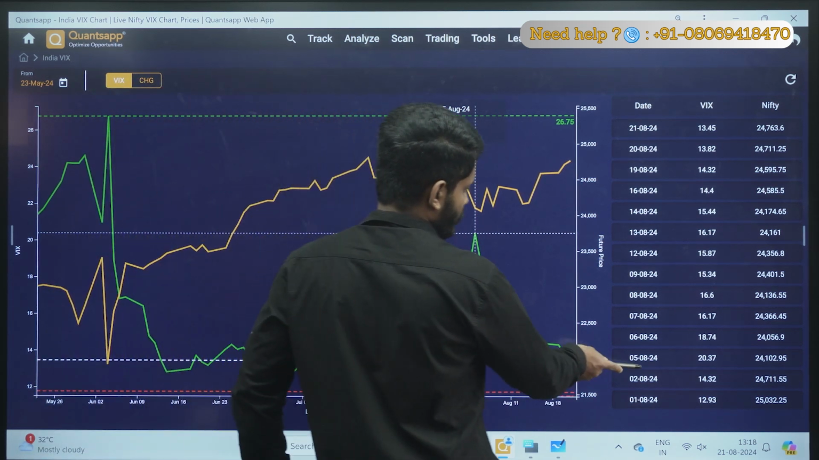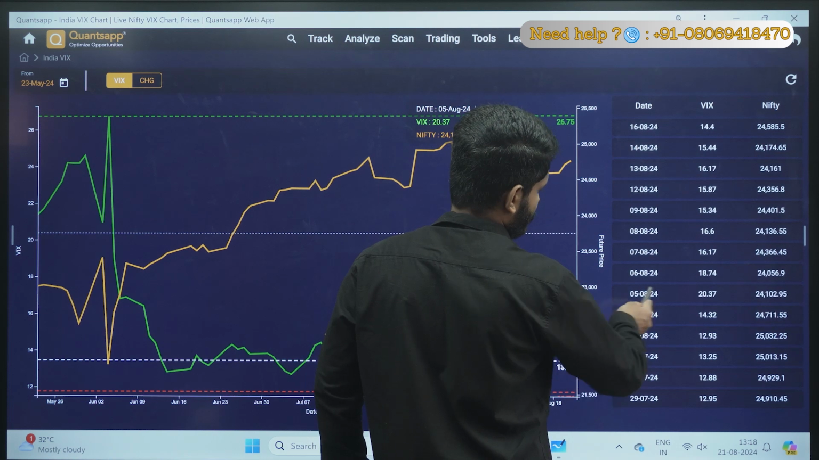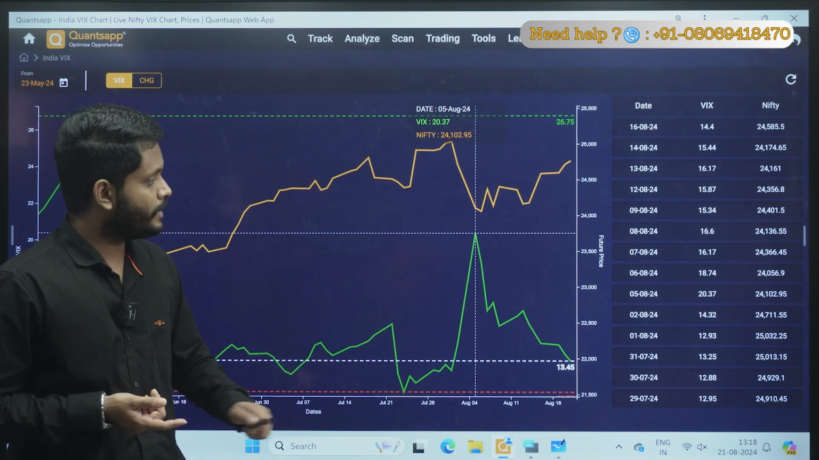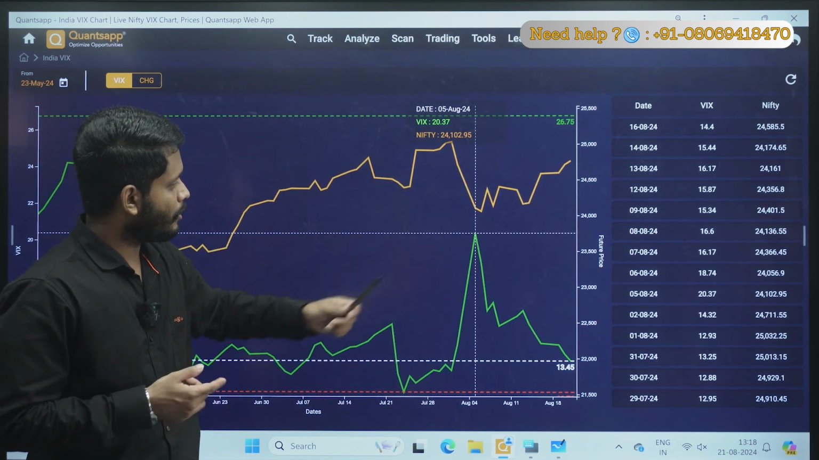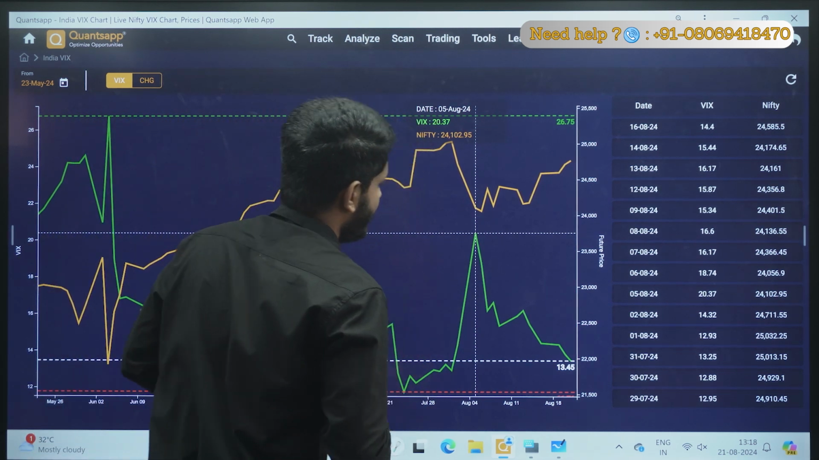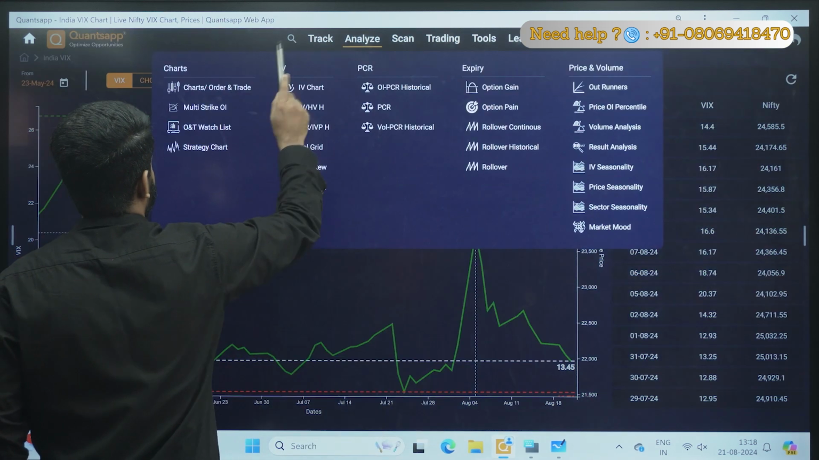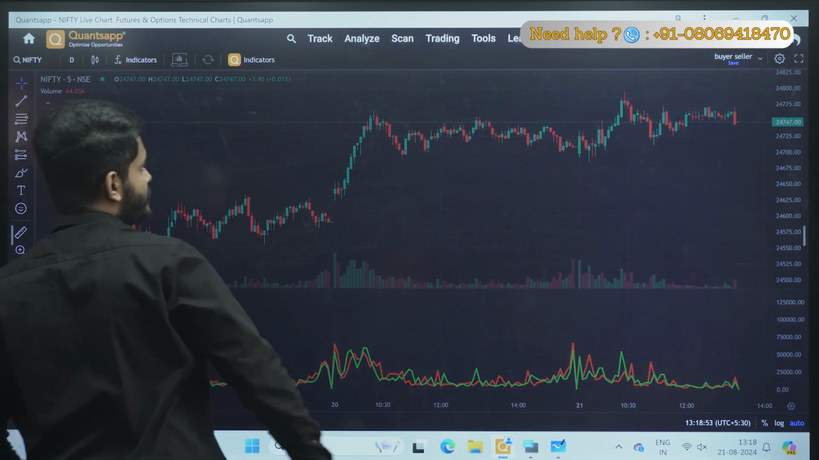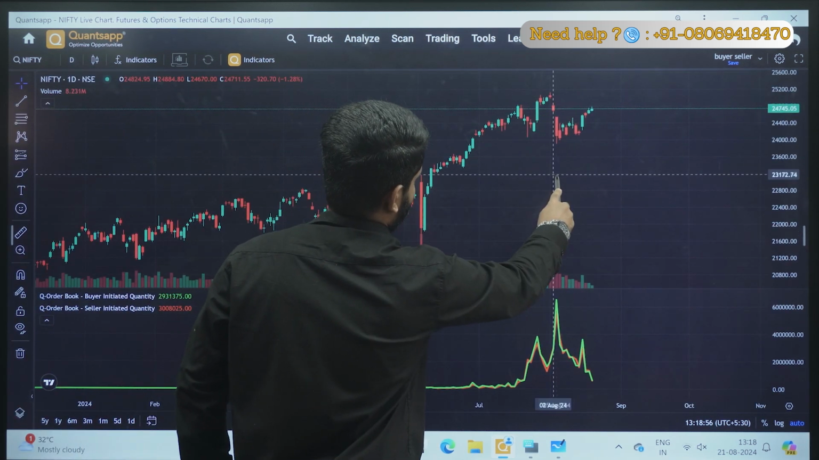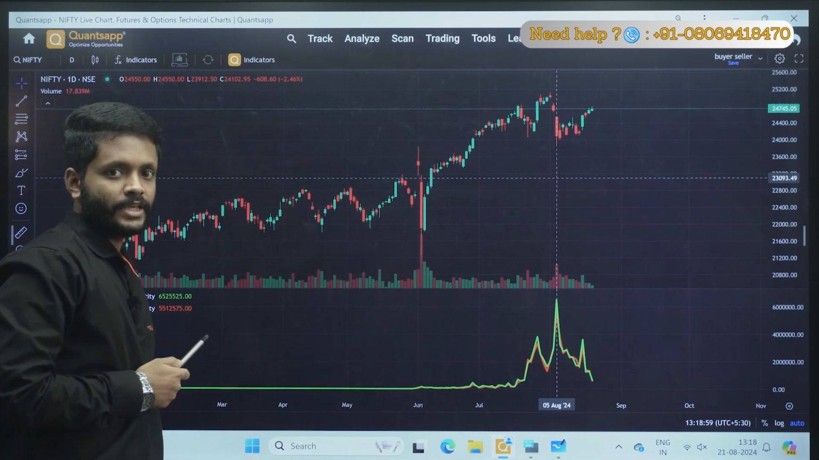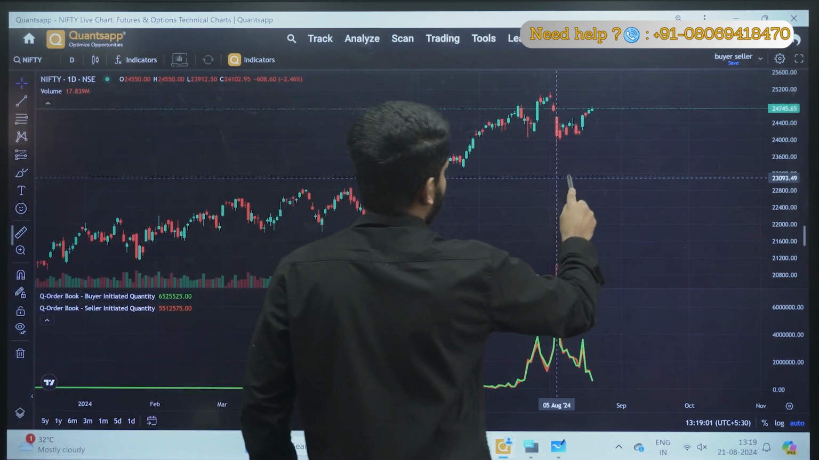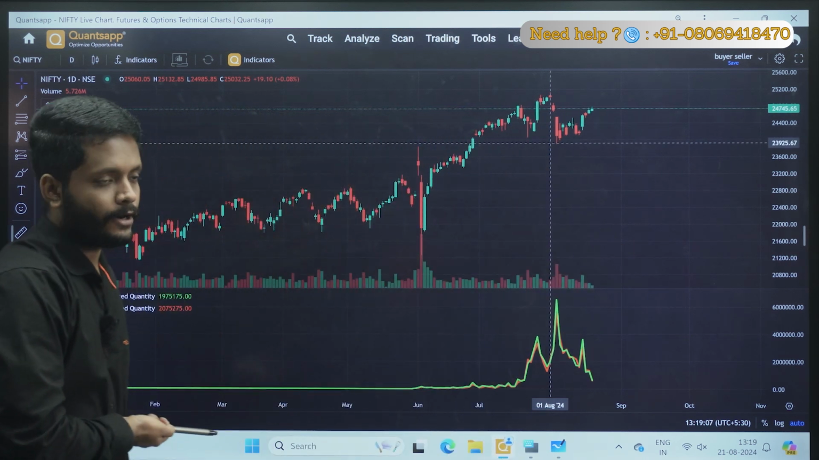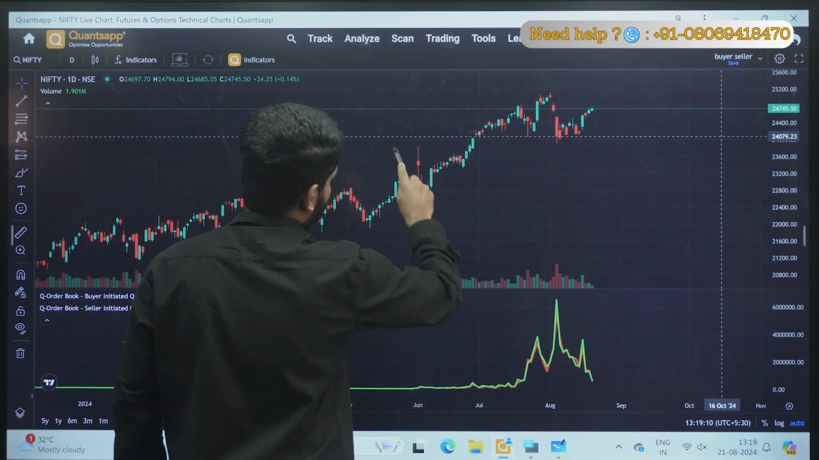Check here, 5th August. This was the day when we saw a decent fall, correct? Nifty came down on 5th August and we see the India VIX was 20. Now let us check 4th June and 5th of August. First, let's check 5th of August. Can you see a sharp fall? How many points fall did we witness? From 24,500 to 23,900 odd levels. And on 4th June, we all know how big the fall was.